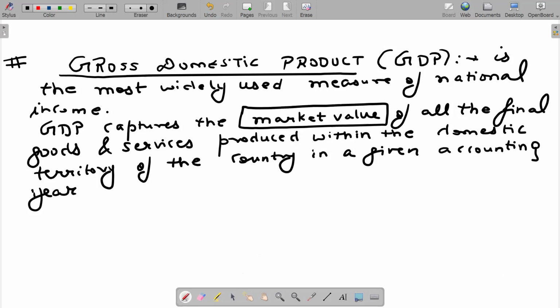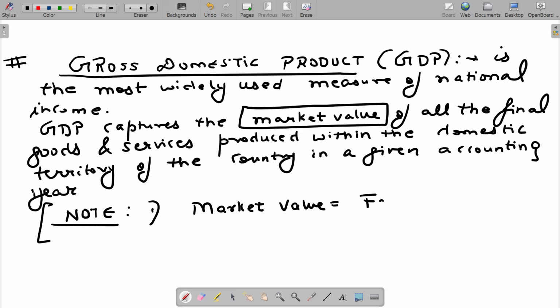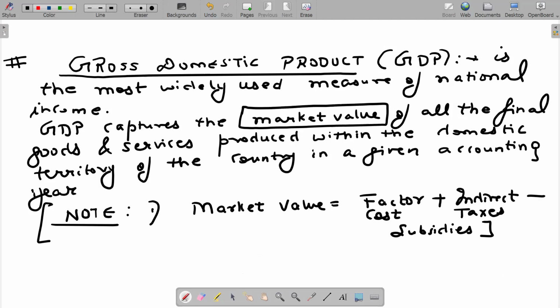So I can in a way write here as a note that market value is just equal to the factor cost plus indirect taxes, because indirect taxes increase the price, minus subsidies, because when subsidies are given, it reduces the price. We have done all this in our lectures on government microeconomic intervention. When we were doing taxes and subsidies, remember my lessons on government microeconomic intervention, we had talked about taxes and subsidies, and we had learned that indirect taxes increase the price of the commodity in the market and subsidies lower the price of the commodity in the market.